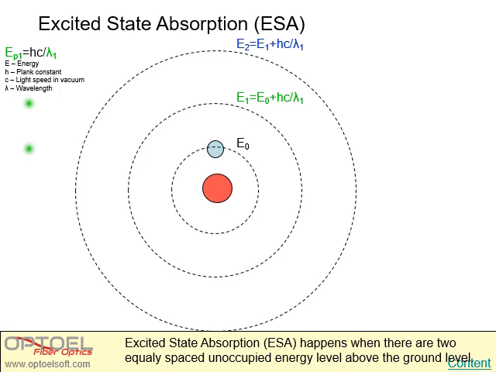In some atoms, there could exist two unoccupied energy levels E1 and E2 equally spaced above E0. Let's assume the electron absorbs a photon with energy E1 minus E0, reaching the excited state on level E1. While being on the excited state, the electron may be hit by another photon from the same source with the same energy, absorbs it and then transitions to level E2.